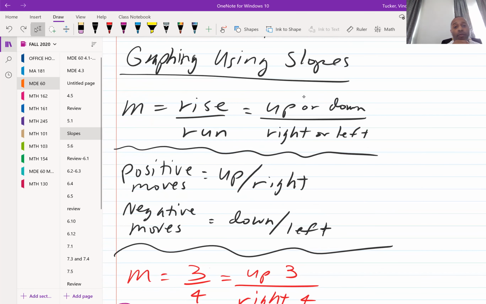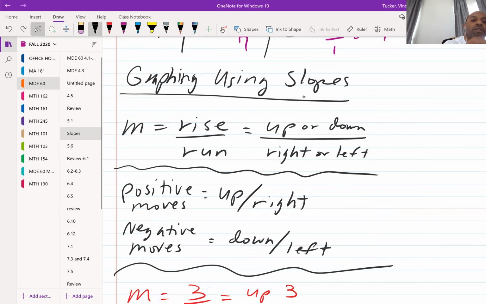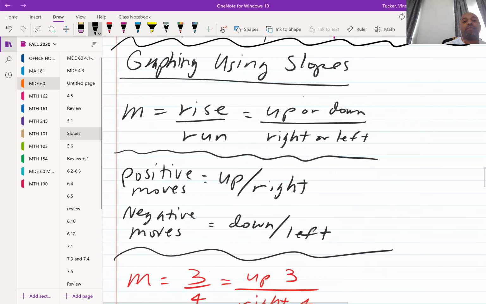All right. So let's look at graphing using our slopes. We mentioned rise over run initially. The rise is going to be our up or down option. Run means left or right. So what will dictate whether we go up, down, left, or right will be if we have positive or negative numbers in our numerator versus denominator. So our positive moves will be up and right, negative moves down and left.